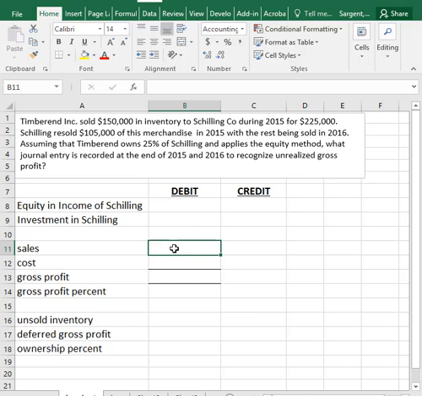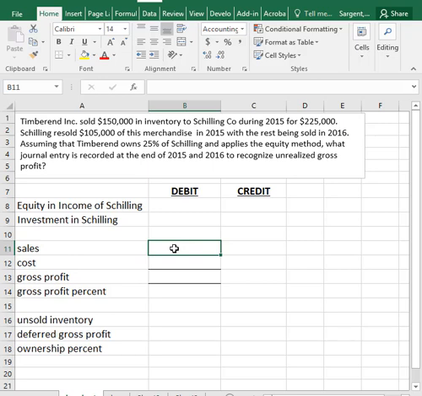So first we have to calculate what is the percent gross profit in these intercompany sales. Then we multiply that gross profit percent times the unsold inventory. What's a little bit different about this one is the description of how much is unsold is yet a new way that you haven't seen before.